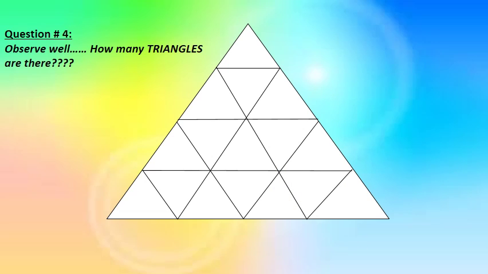Now question number 4. We should observe well to know how many triangles there are. First, which triangle do we count? The big triangle. How many big triangles do we have? 1. Inside this big triangle, how many small triangles do we have? 16 small triangles. Then we count these triangles. How many of these do we have? 1, 2, 3, 4, 5, 6, and this is 7.